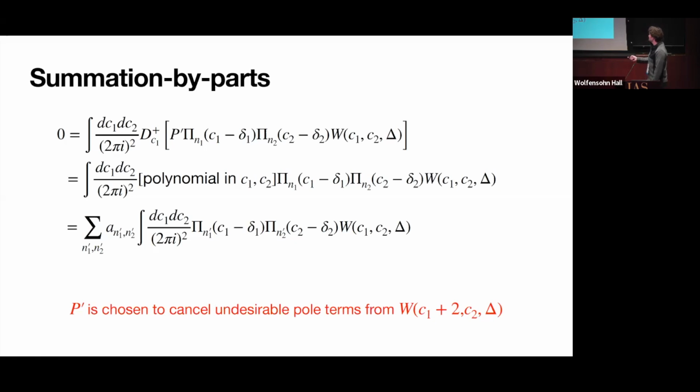Here, I act the difference equation on this. I get some polynomial in C1 and C2 times the original factors, and this now gives me a linear sum that equals 0.